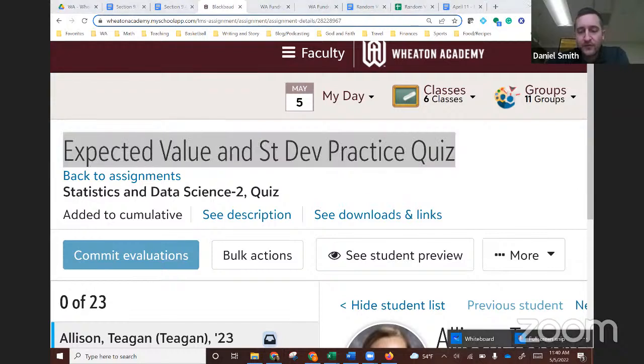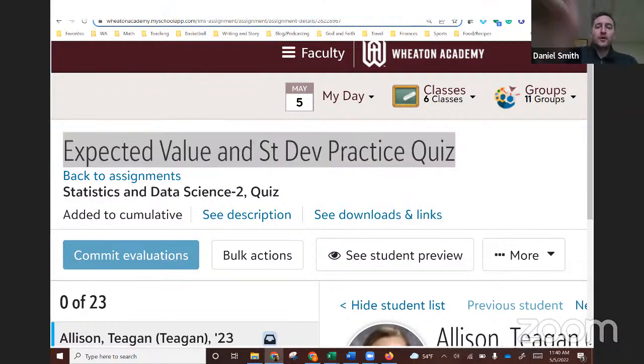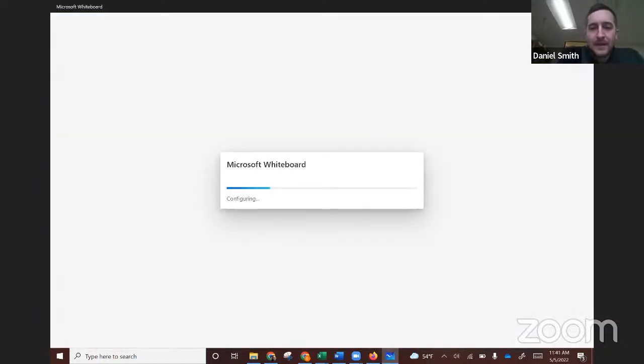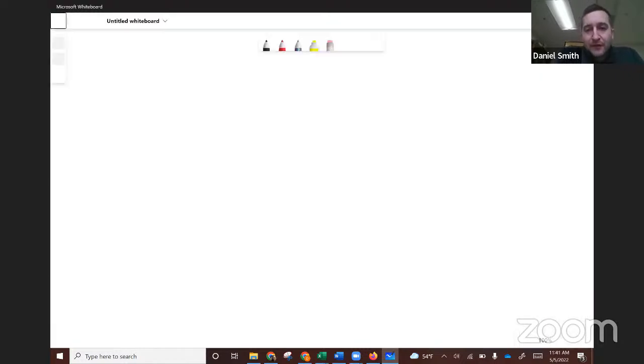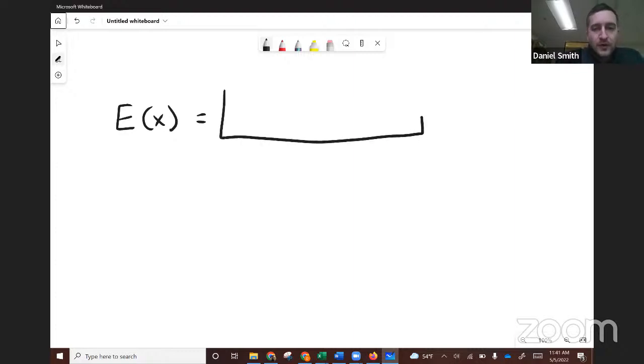If I was there, I would have done this on a note card. I would have made you write this down. You can try to do this in your head right now. But I'm wondering if you could write down the formula for expected value. I'm wondering if you could come up with the formula for expected value right there.